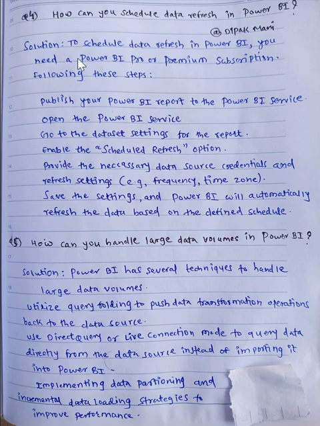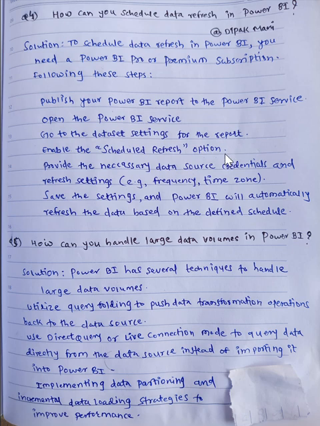So the solution is that to schedule data refresh in Power BI, you need a Power BI Pro or Premium subscription. Following these steps, publish your Power BI report to the Power BI service. That is the main concern. Next, open the Power BI service. Go to the dataset settings for the report.